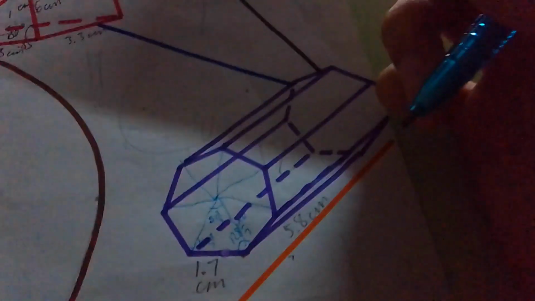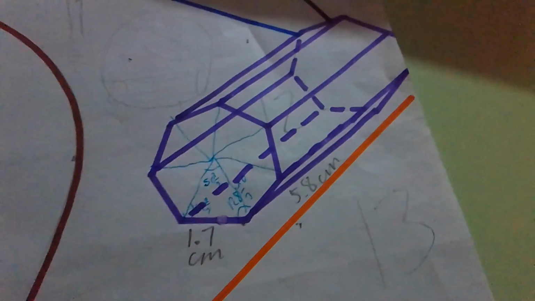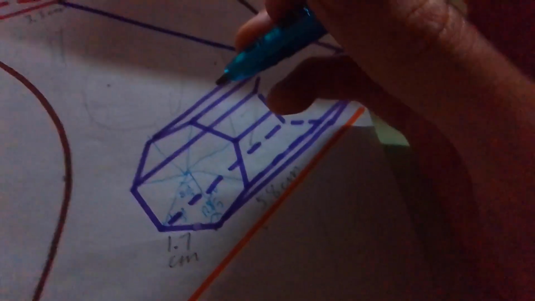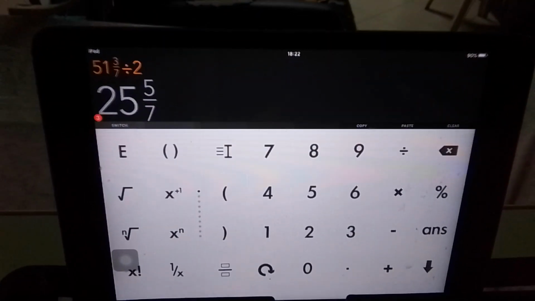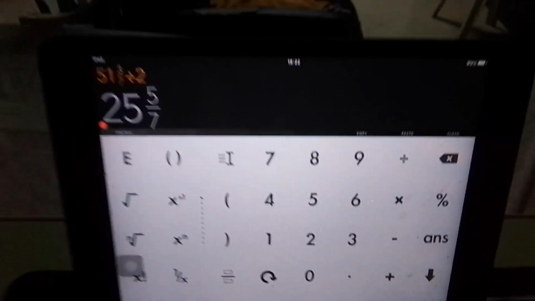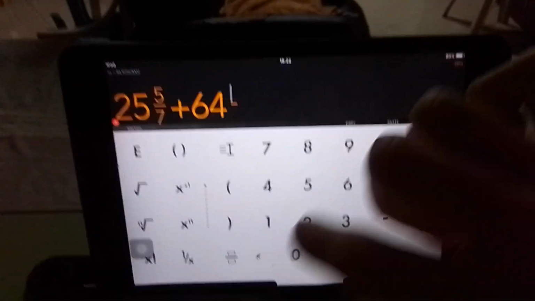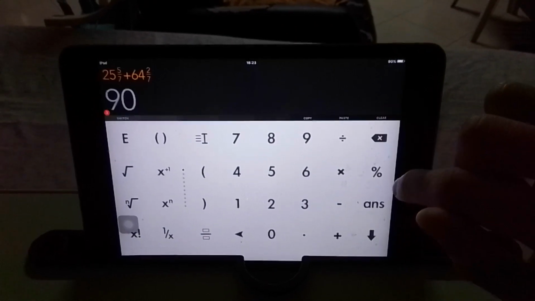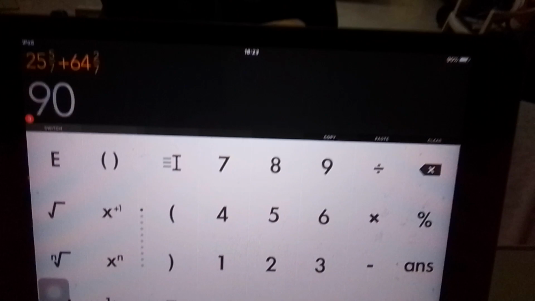To get the apothem, mabilis lang yan. We play sine, cosine, and tangent. Alright? So remember this is 90 degrees, tama? And the 51 and 3/7, did you know that 51 and 3/7 divided by 2 is equivalent to 25 and 5/7? So we sum this up all together: 25 and 5/7 plus 64 and 2/7 is equivalent to 90.